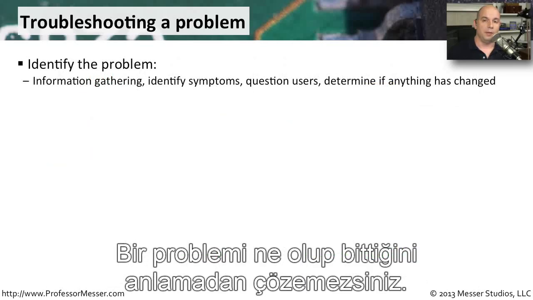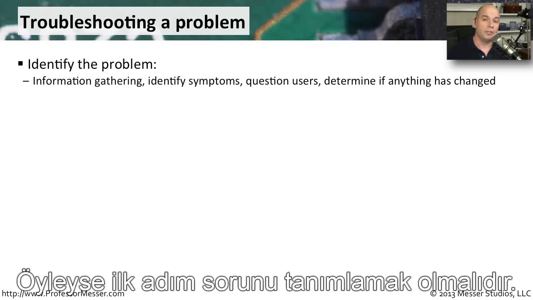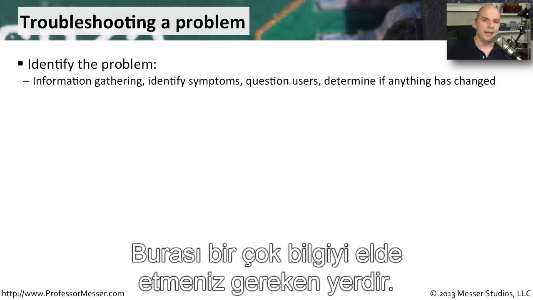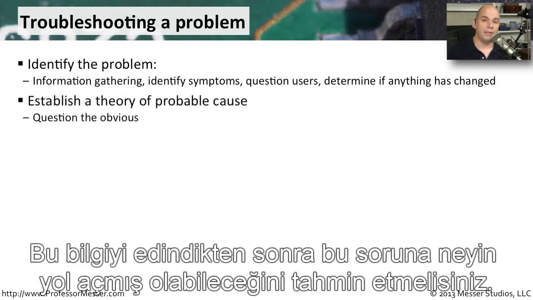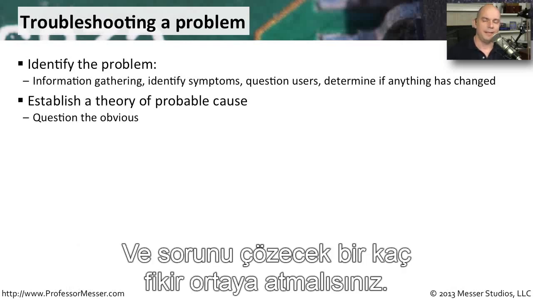You can't solve a problem unless you know what's going on. So the first step is going to be to identify the problem. This is where you're going to be doing a lot of information gathering, really documenting and determining exactly what the problem happens to be. After you've gathered this intel, you can start thinking about what could possibly have caused this particular problem. And you would come up with a few ideas of things you can do to solve the issue.